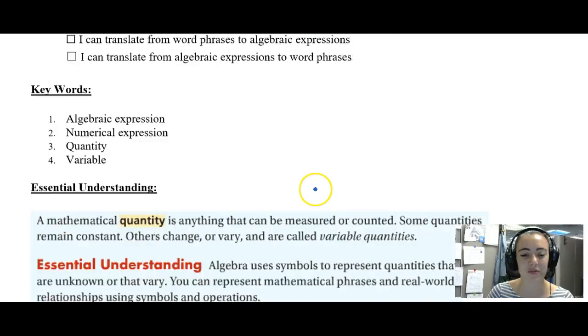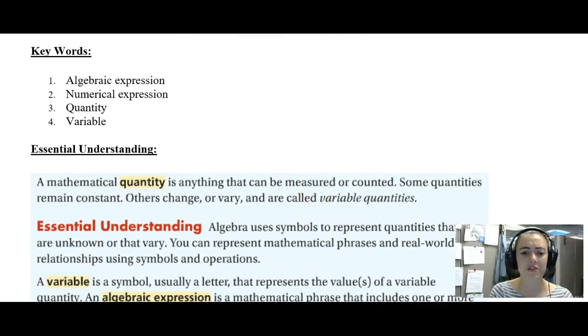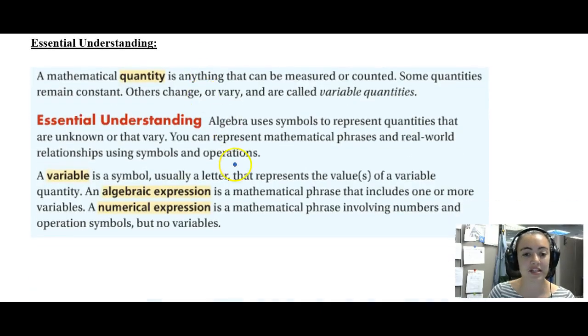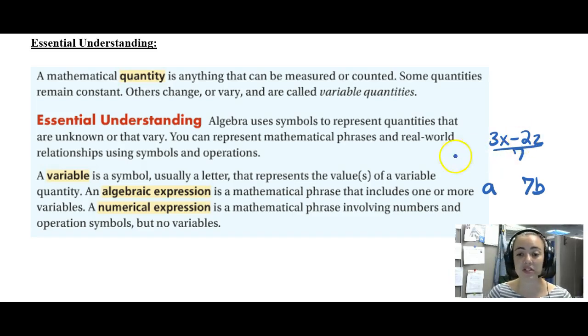There are some keywords that we're going to be talking about. The first one is algebraic expression. If you look at the snip from your textbook here, an algebraic expression is a mathematical phrase that includes 1 or more variables. So it could be the variable a, it could be 7b, it could be longer, maybe 3x minus 2z over 7. So it's a mathematical phrase that has 1 or more letters in there that represent something.